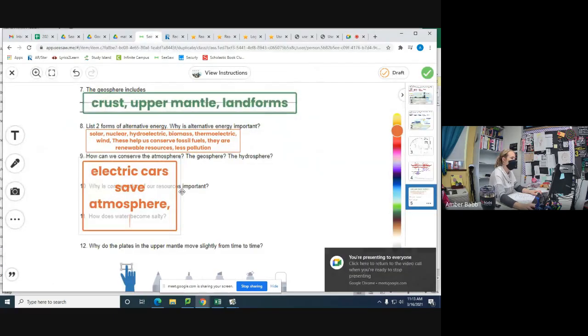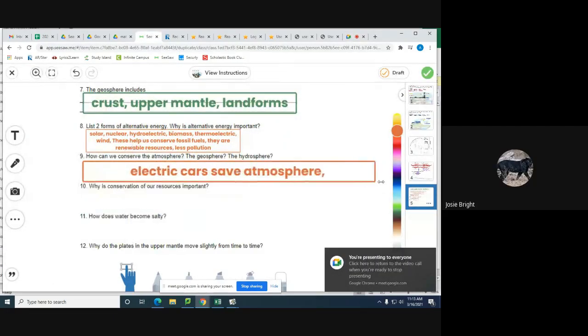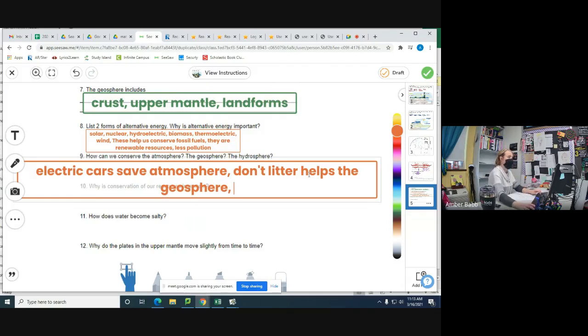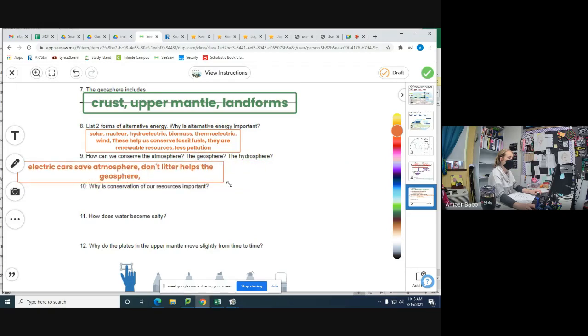Josie, give me something. You could pick up trash so that it doesn't pollute the geosphere. Okay, Earth Day. So I'll say don't litter. Helps the geosphere. Not littering helps the geosphere. Don't litter helps the geosphere doesn't make sense. It's bad grammar. Okay, not littering helps the geosphere.